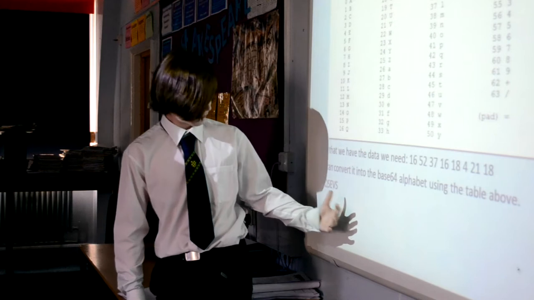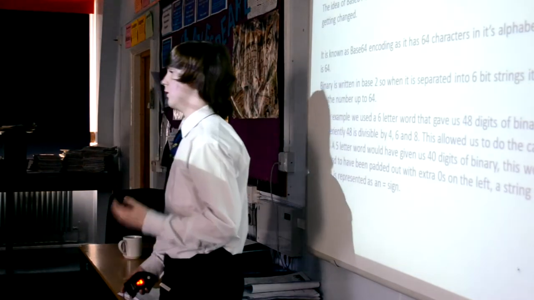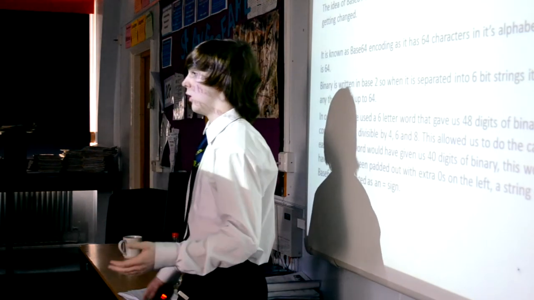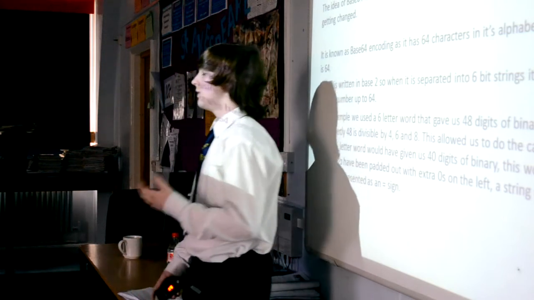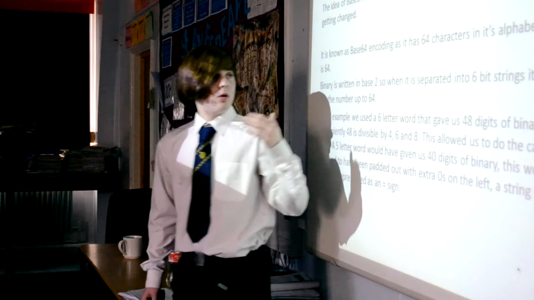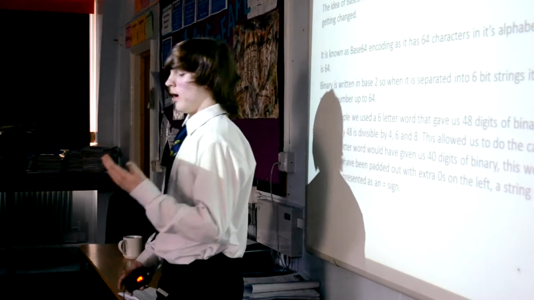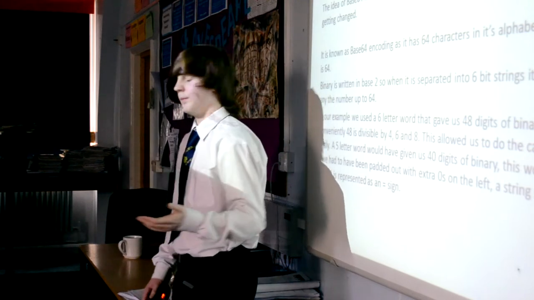The idea of Base64 encoding isn't to hide information as such. That's done by another means on the outside of an email interchange or something similar. It's to prevent it getting changed. Quite nicely, in our example, we had 48 digits of binary for the 6-letter word, and 48 is divisible by 24, 6, and so on.